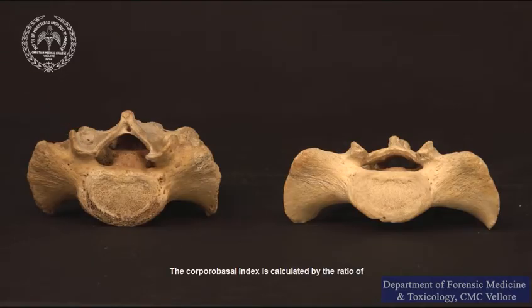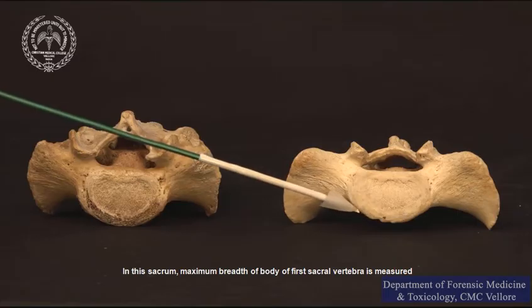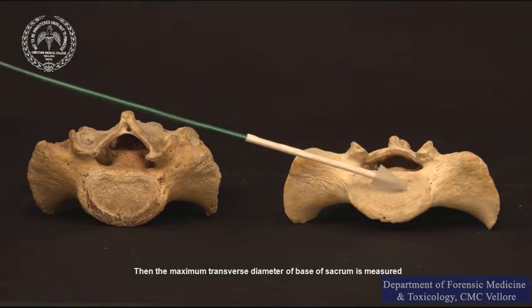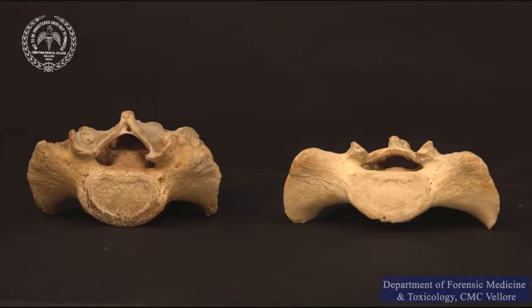The corporobasal index is calculated by the ratio of breadth of body of first sacral vertebra by the transverse diameter of base of sacrum. In this sacrum, maximum breadth of body of first sacral vertebra is measured. Then the maximum transverse diameter of base of sacrum is measured.